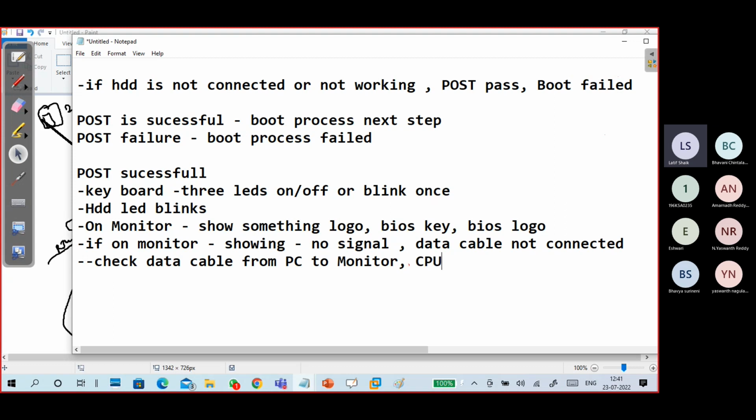Next, problem with CPU, graphics, problem also there. Graphic card, graphics memory, graphic cards, CPU, HDMI, VGA related connector issues are there.